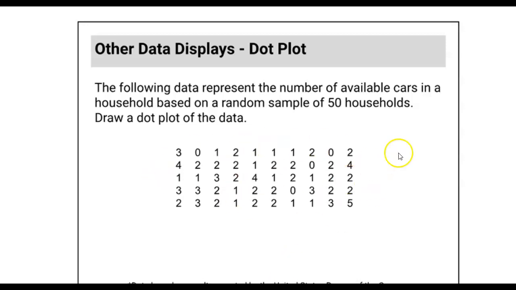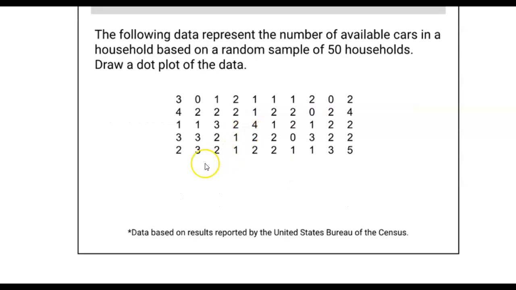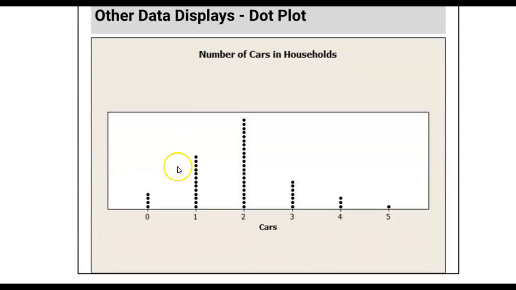Here's that car data for the 50 households. If I was to draw a dot plot, all I'd have to do is draw a straight horizontal line, mark off 0, 1, 2, 3, 4, and 5, and then put dots for however many times those numbers occur. This is what it looks like. 4 zeros, a bunch of 2s, 1, 5, you get the idea.